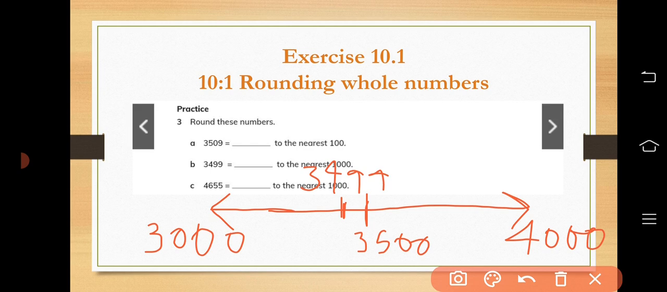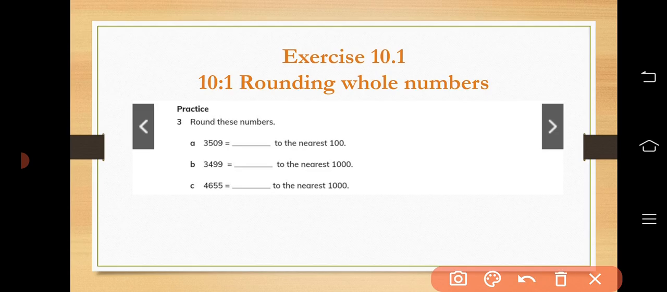Now here you see that this number is nearest to this number 3000. So 3000 is the correct answer of this number. Now move on the next question.